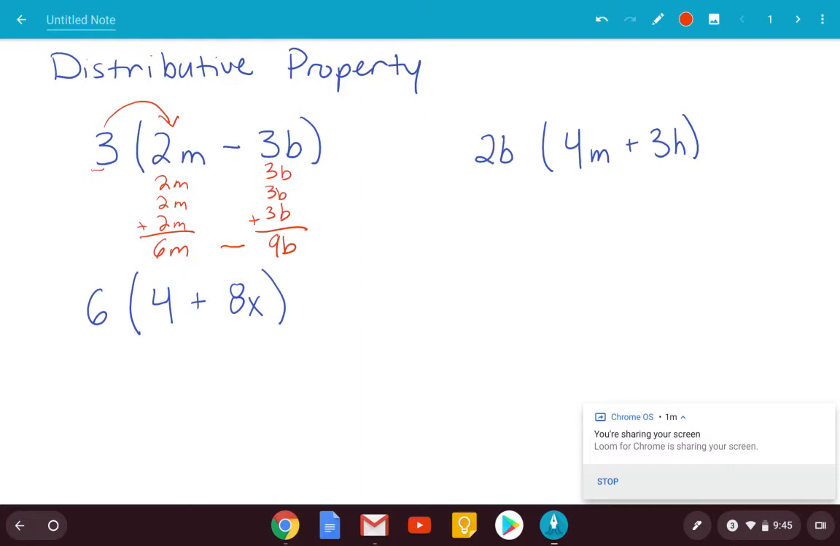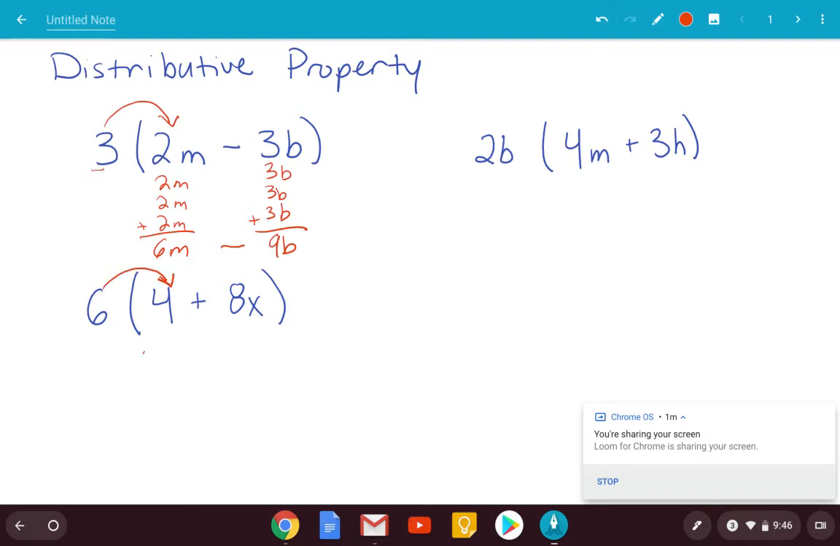Another thing you could think about is this is really just repeated addition, which is what we were just doing, or it's also multiplication. So on the next example, I could write out 4 6 times because I have 6 groups of 4 and I have 6 groups of 8x. That would be a little more writing than I think I want to do though. So I could also just think about doing 6 times each of these terms.